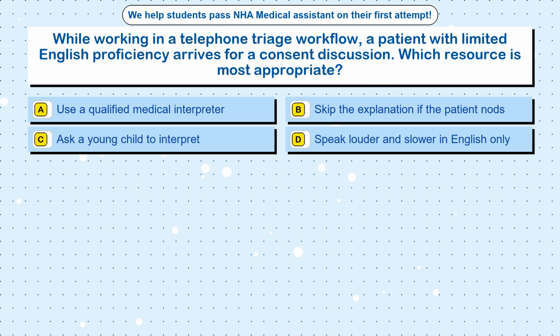Question 43. While working in a telephone triage workflow, a patient with limited English proficiency arrives for a consent discussion.